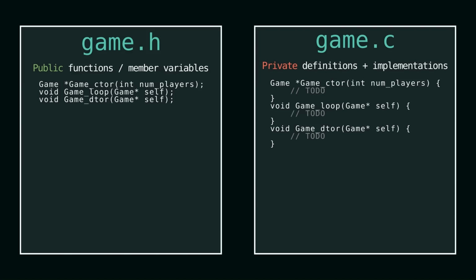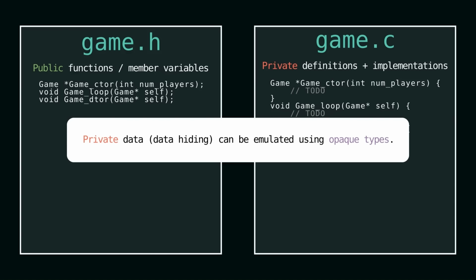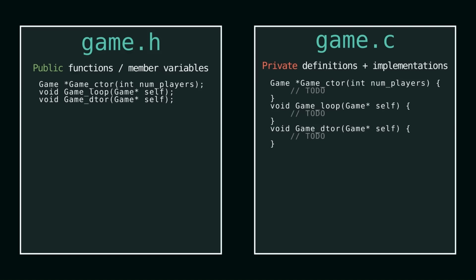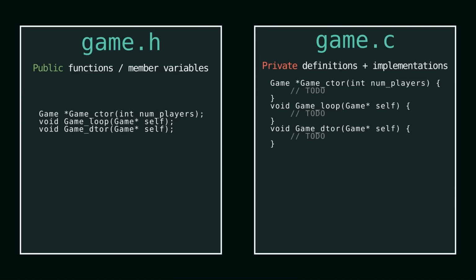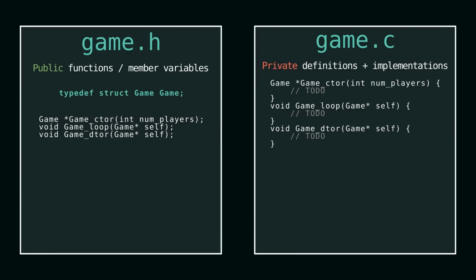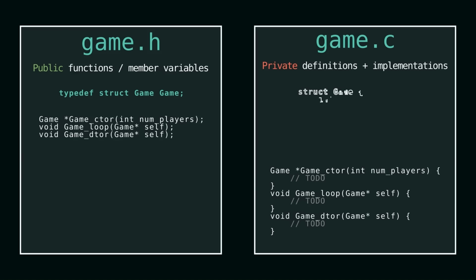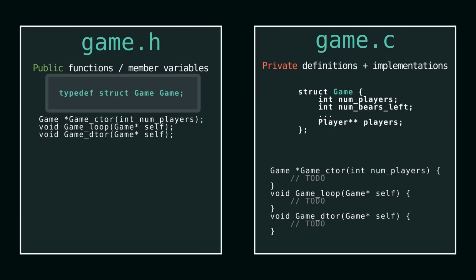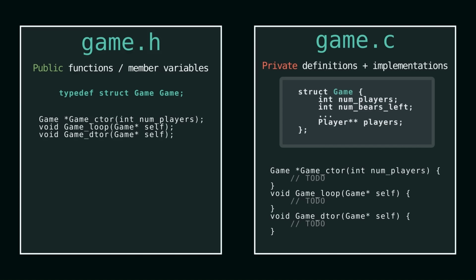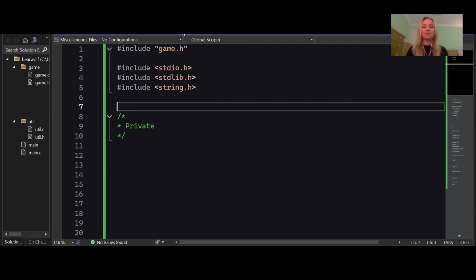Private data in the game struct is a little trickier. Private data can be emulated by making game an opaque type. An opaque type is one which has a forward declaration, so it is known to the compiler, but its implementation details are hidden from the outside. The forward declaration will be placed in the header file, but it's left as an incomplete type as the struct's full definition is in the game.c file. Let's see exactly what this means in practice.